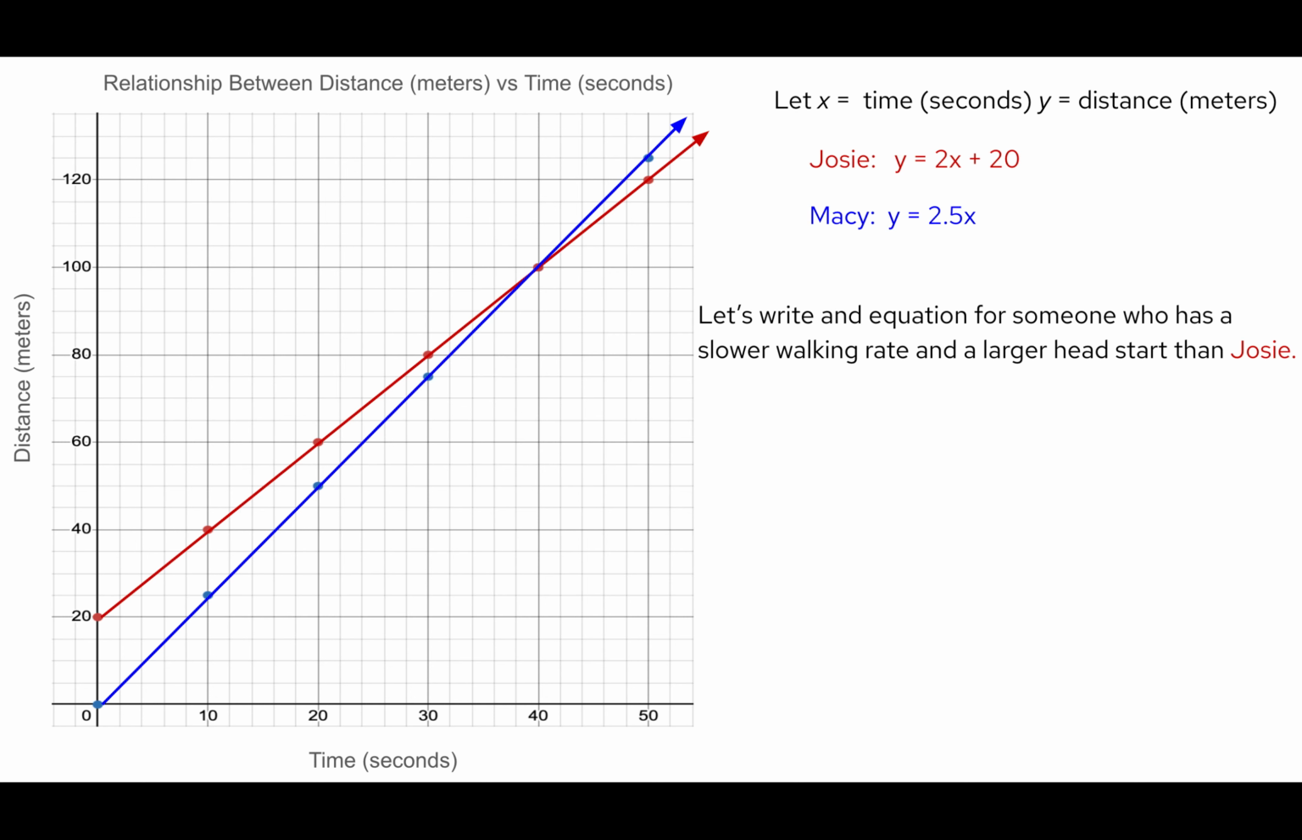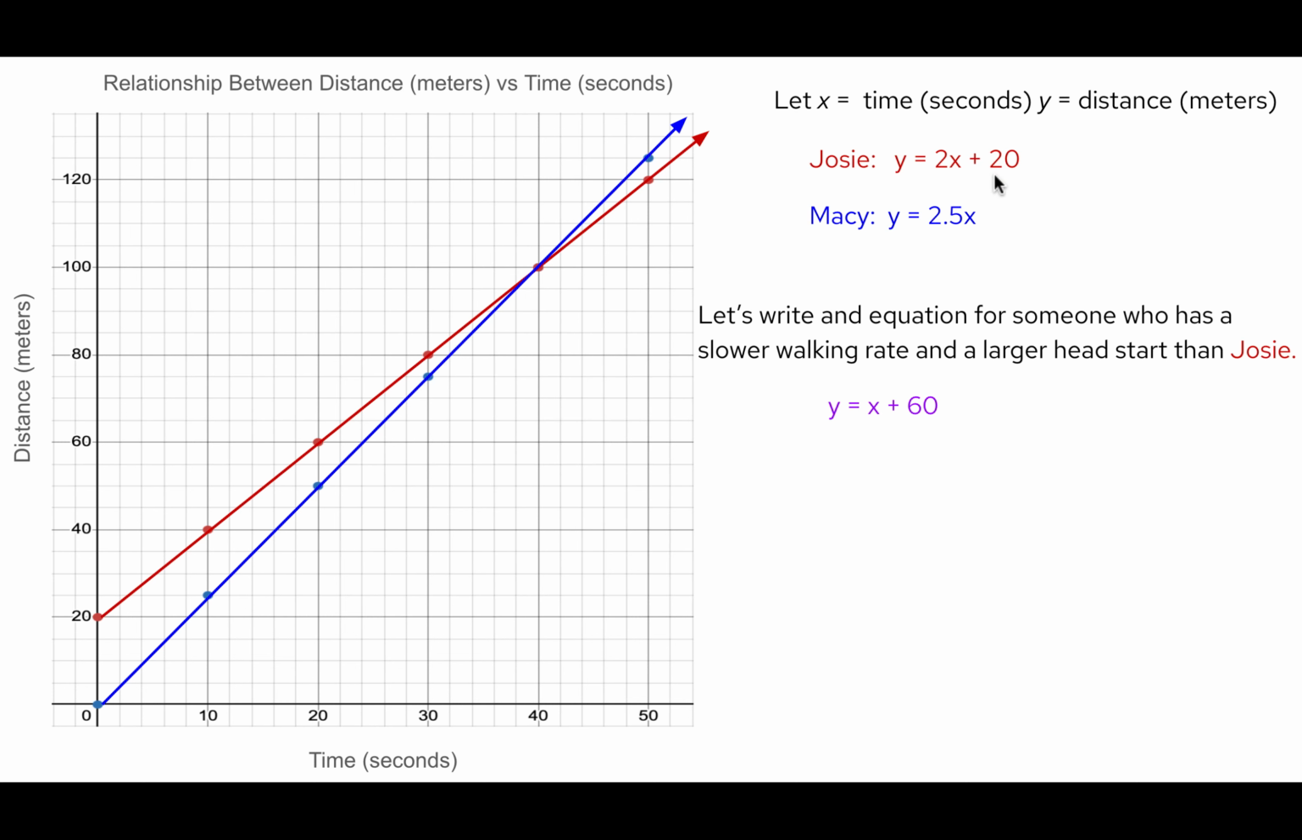All right, now let's try and write a different equation. For this one, we want to write an equation with a slower walking rate, but a larger head start than Josie. Josie's walking at a speed of 2 meters per second, so I need to think of a number less than 2. There is an infinite number that we could use. Notice I did not put a number in front of x, and that number is understood as a 1. So 1 is less than 2, so this means that she's going to be walking slower.